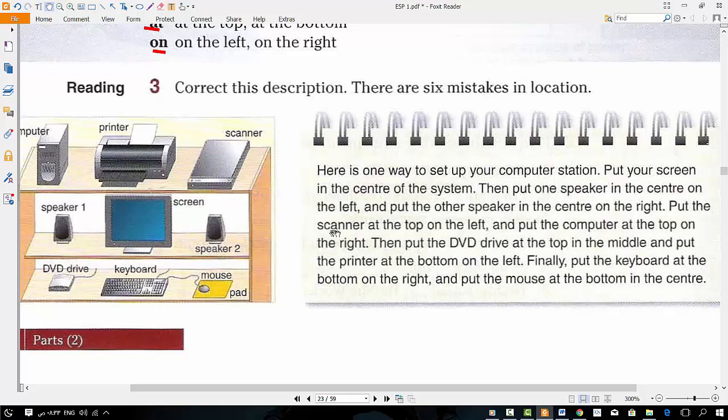Put the scanner at the top on the left. Oh, mistake. There is a mistake here. No, not on the left, on the right. Where is the scanner? On the right, not on the left.